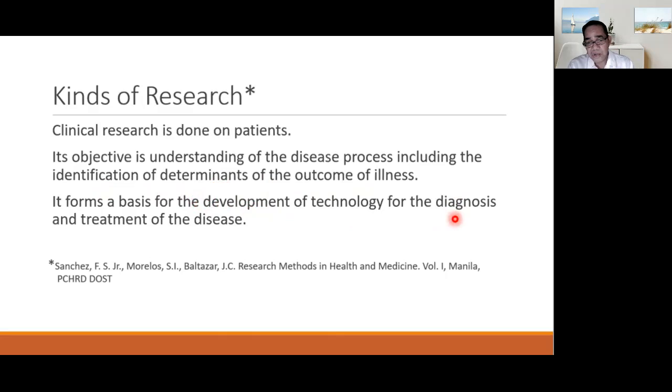Well, for you, first year, or later on, when you have become second year students and you will start making researches, we really don't want you to make clinical researches, because clinical researches are done on patients. And you don't see patients yet, not yet. Anyway, when you have become residents later on, then you will be doing clinical researches.